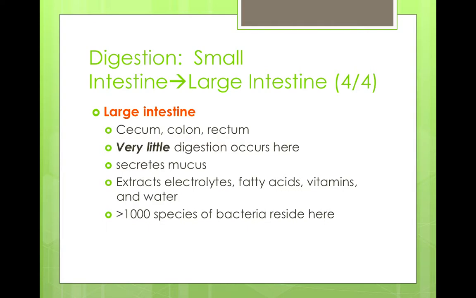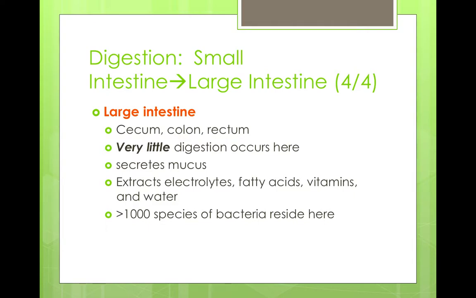Now, anything that's left in the chyme at this point that remains undigested moves into your large intestine, which is made up of the cecum, colon, and rectum. There are no villi in the large intestine like there are in the small intestine, and very little digestion and absorption occurs here. However, your large intestine does extract electrolytes, some fatty acids, certain vitamins, and water prior to excreting everything else as feces.